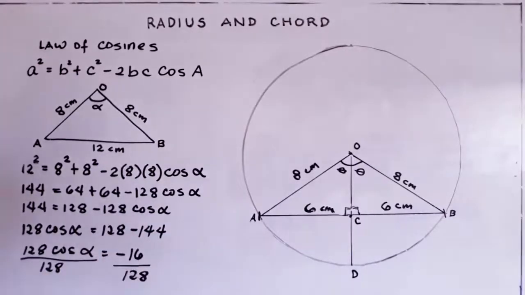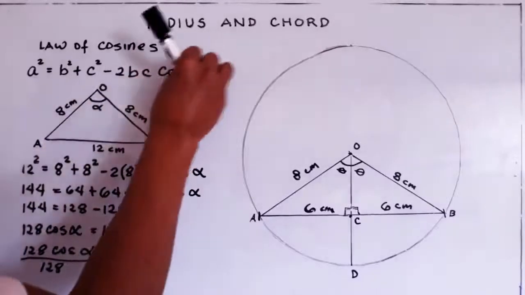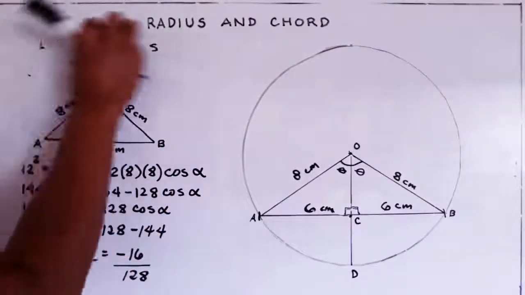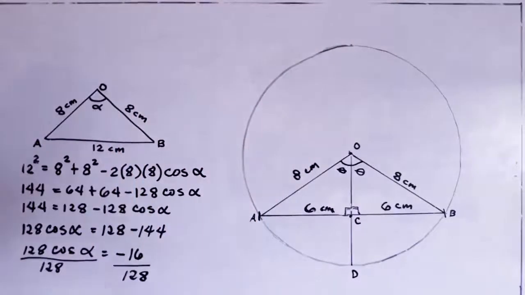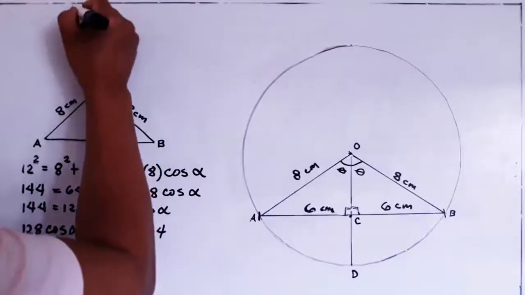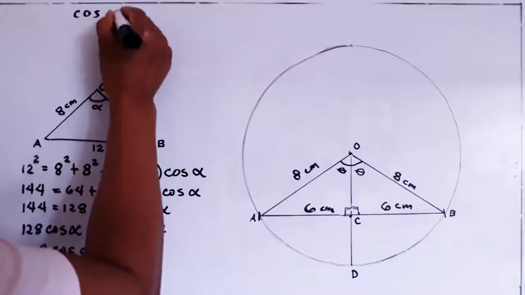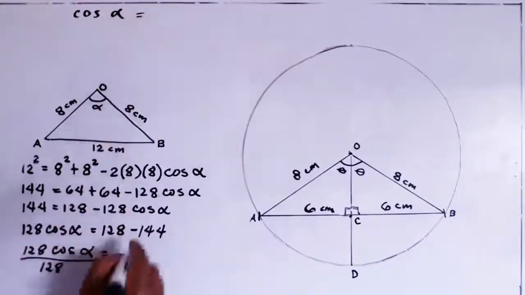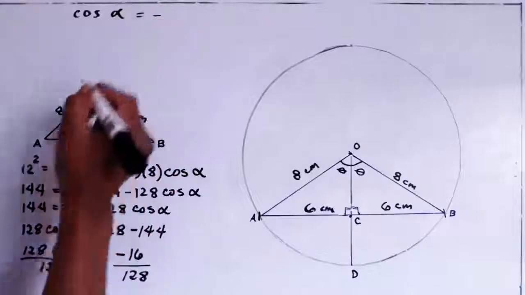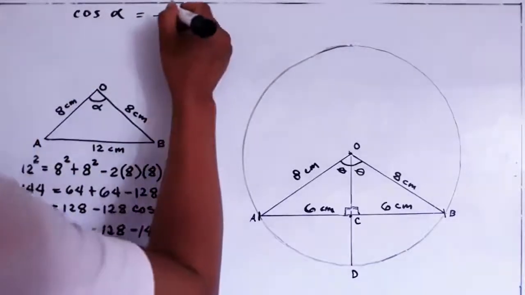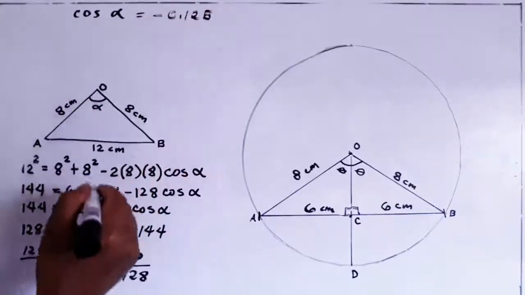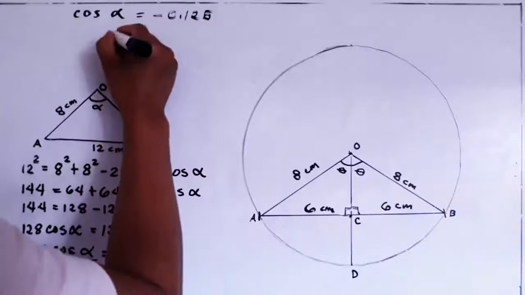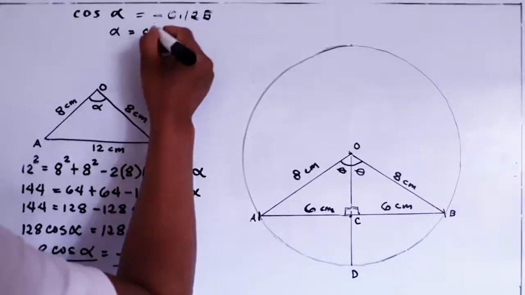Okay, I'm going to erase this one because we don't need that one, and also the title here. So it will not be having space here. Here, I'm going to write here. So here we have cosine alpha is equal to, if we divide 16 by 128, it will give us negative 0.125.